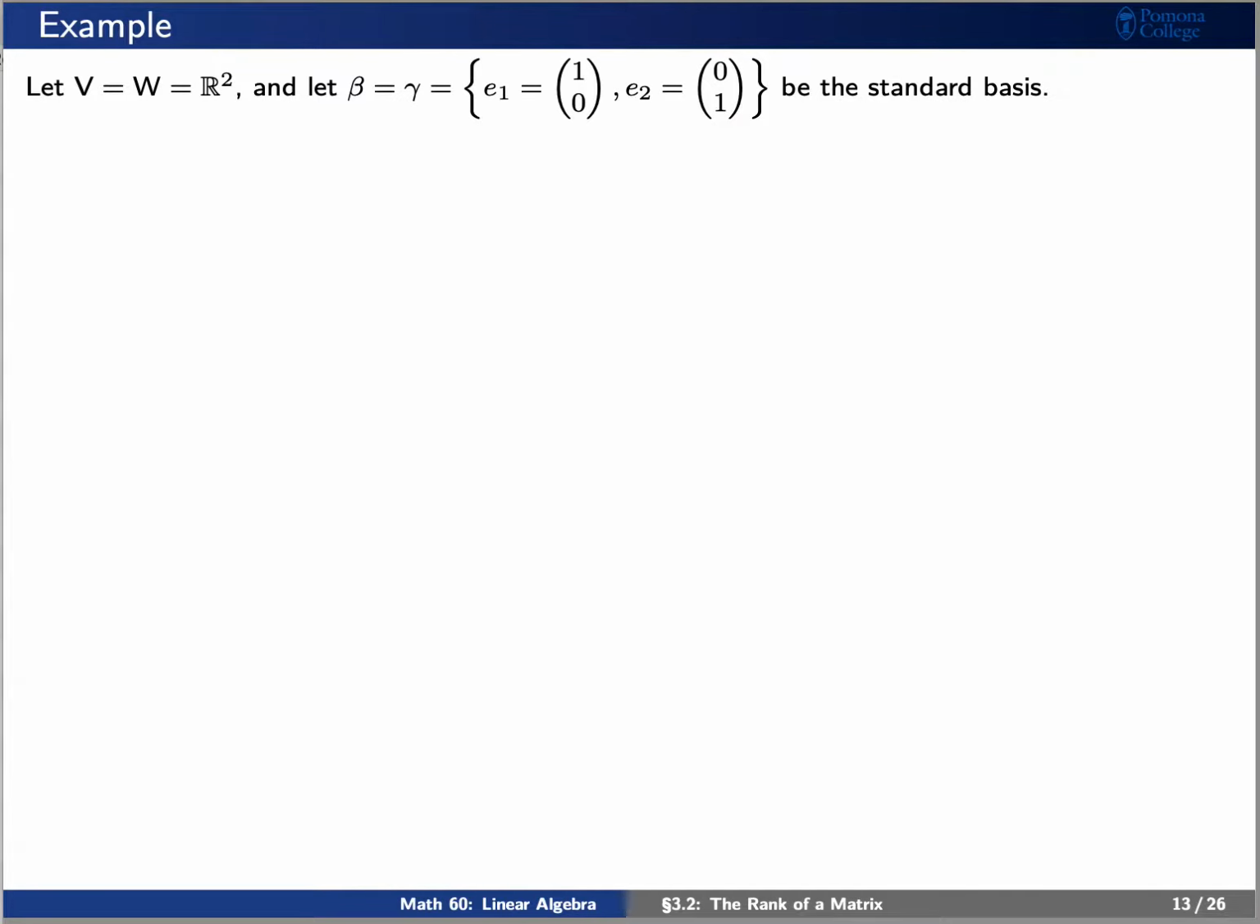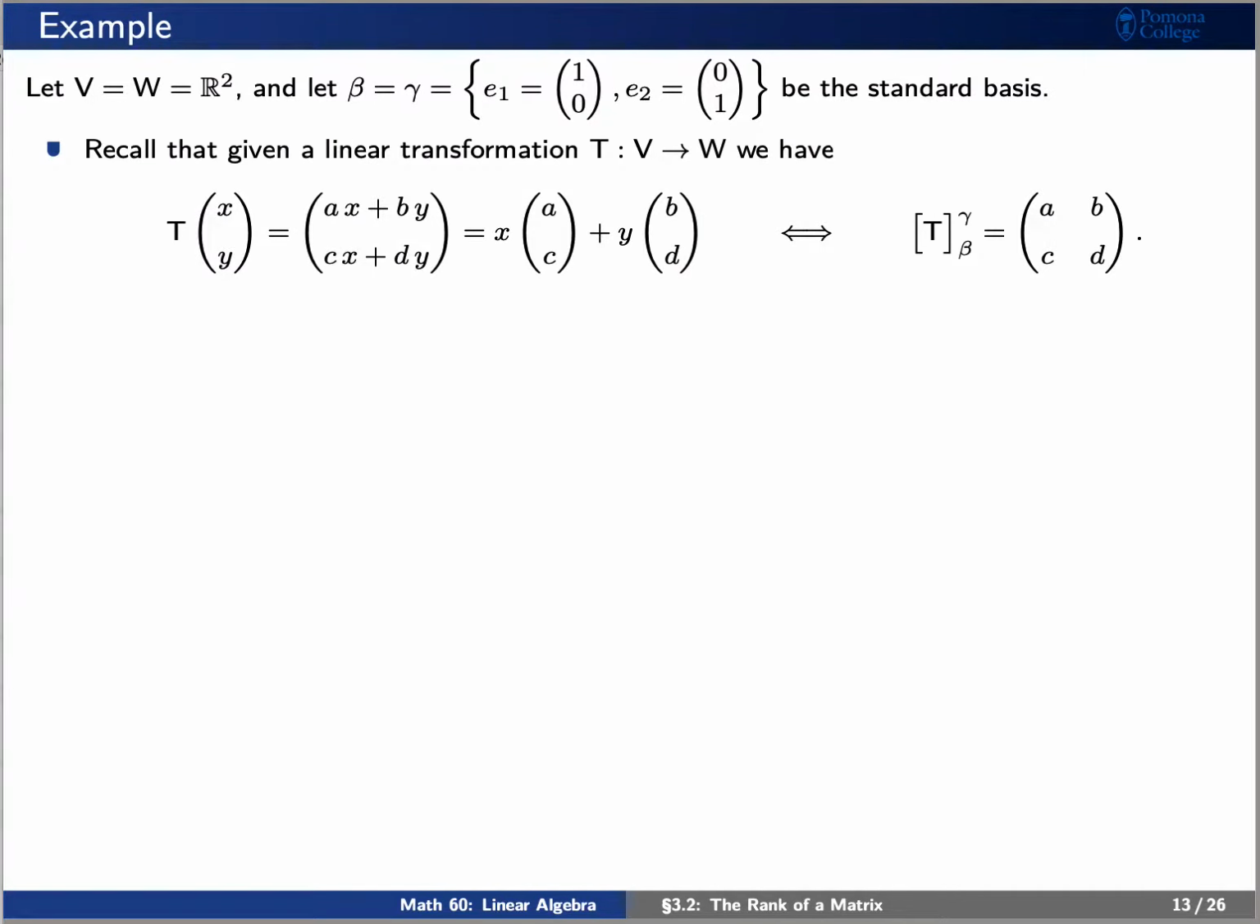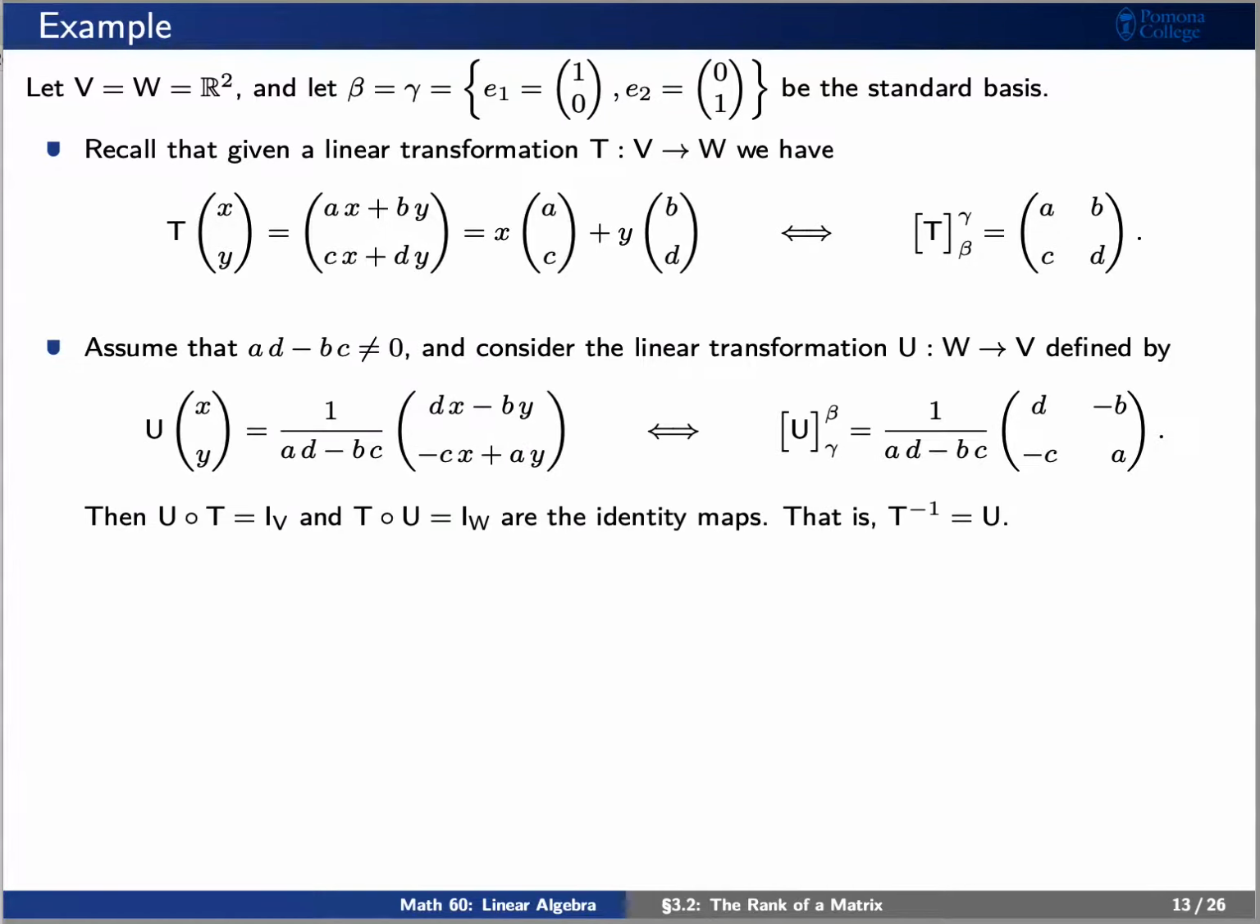Let's say that V and W are the real plane R2, and let's let beta and gamma denote the standard basis. Recall that we can write a linear transformation in the form you see here on your screen in terms of some 2 by 2 matrix A, B, C, D. Let's assume for the moment that AD minus BC is non-zero, and let's consider the transformation U that you see here on your screen. Then U is actually the inverse of T.